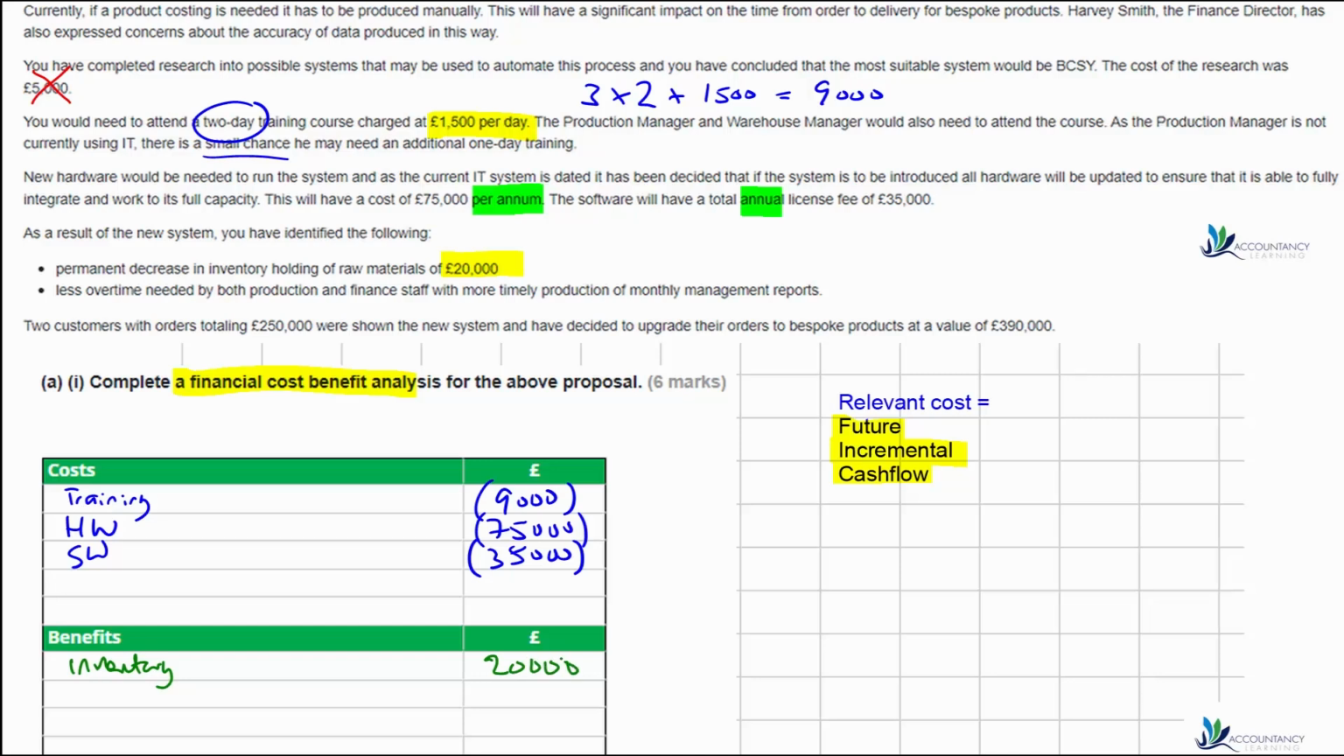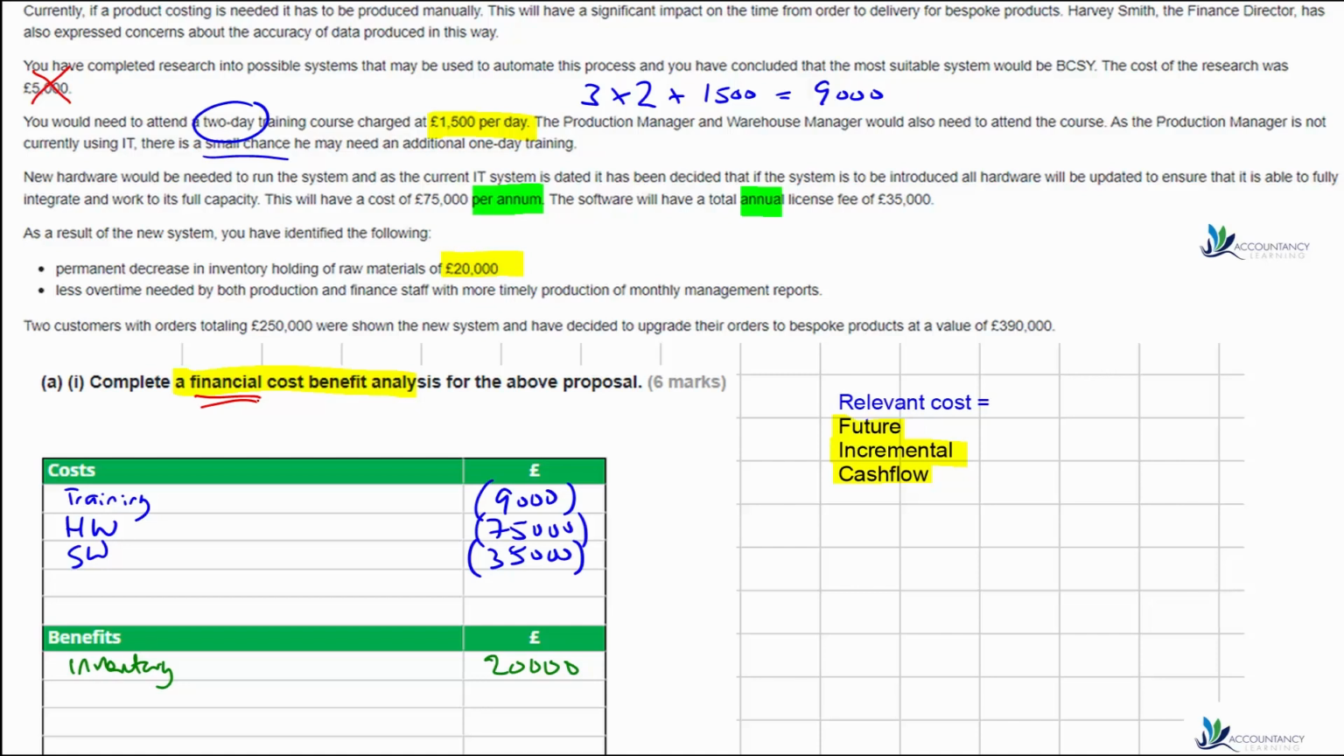Now, there's less overtime needed to produce and for finance staff with more timely production and monthly management reports. So that's a good thing, isn't it? But we've got no financial data for this, and the question is asking for a financial cost-benefit analysis. So that would still be relevant for our decision making, but we can't include it in this financial cost-benefit analysis.